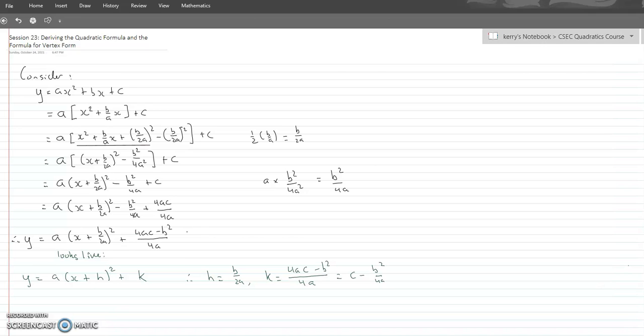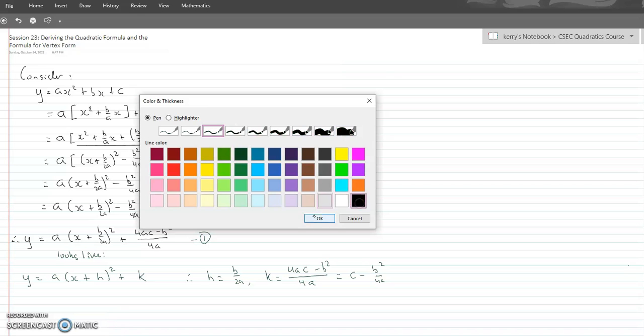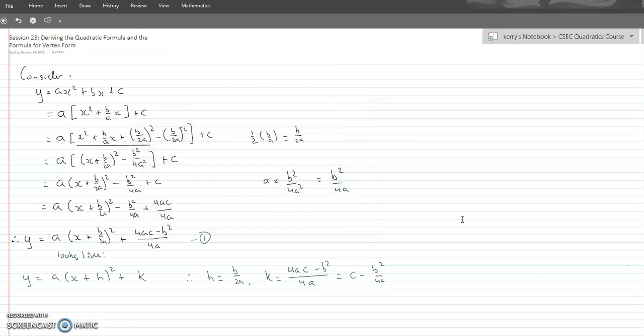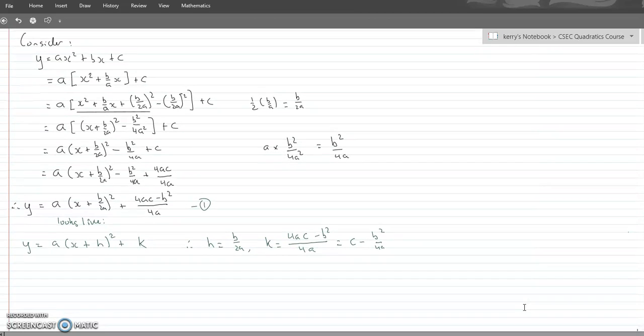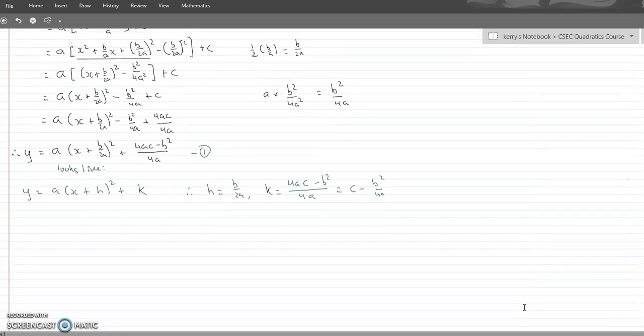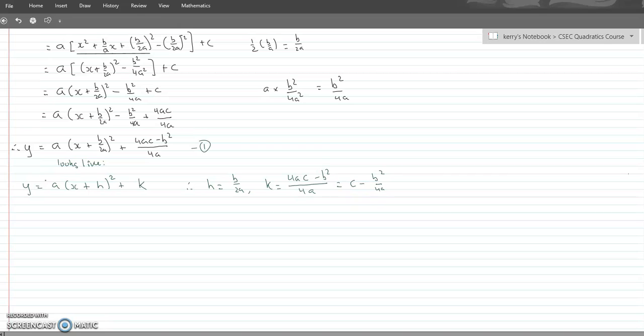Right now, I will call this equation 1 for the moment because I have a reason for that. I need that for the quadratic formula. Right, but I want to show you all how we use this here. Right, so how do we use this formula to rewrite our quadratic into this form?